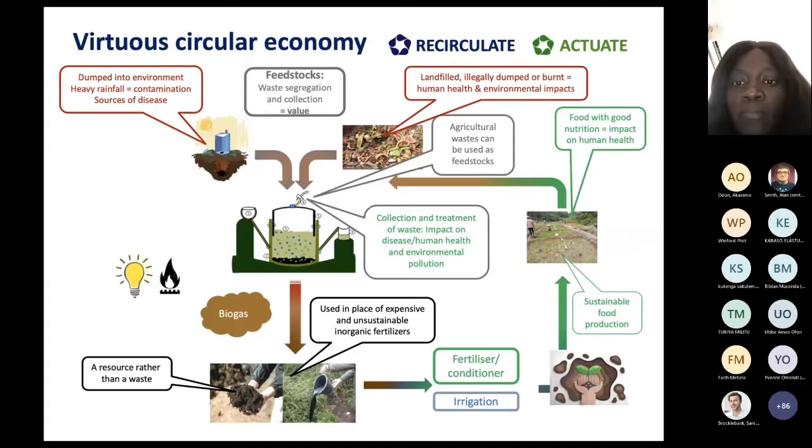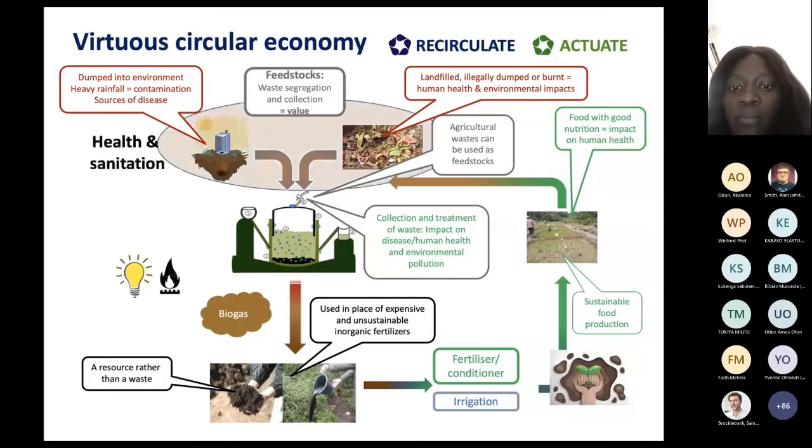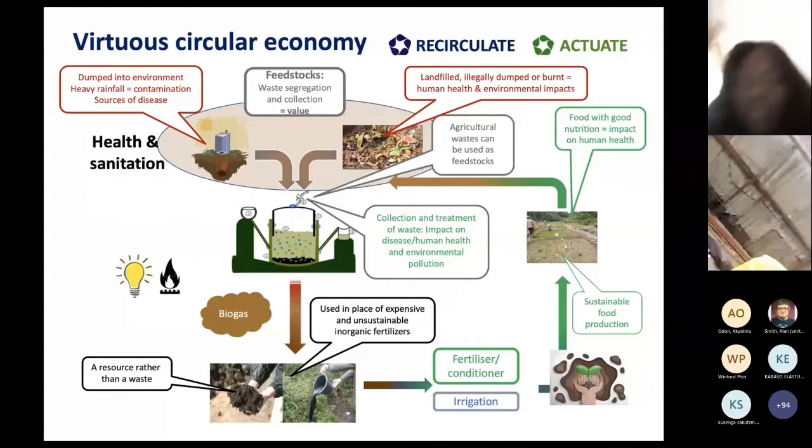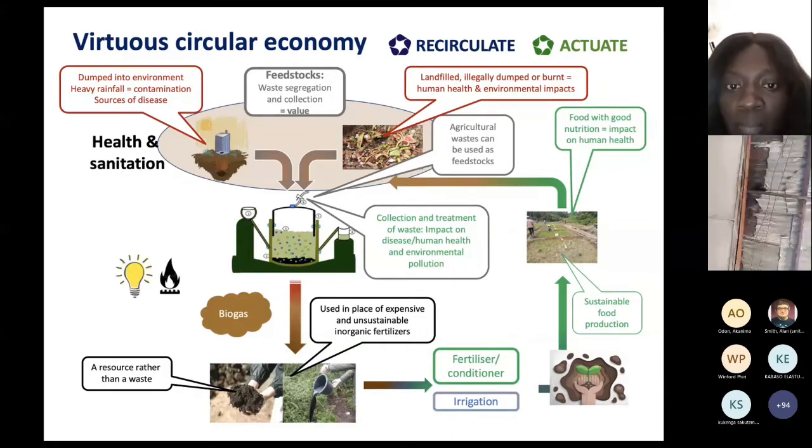So what does it look like? Quite simply, in this context, here we have waste. It may be coming from the household, domestic waste. It may be coming from industrial processes. It may be coming from human waste itself. That is collected from the communities that it's being produced in. So we're removing that hazard from the local environment.